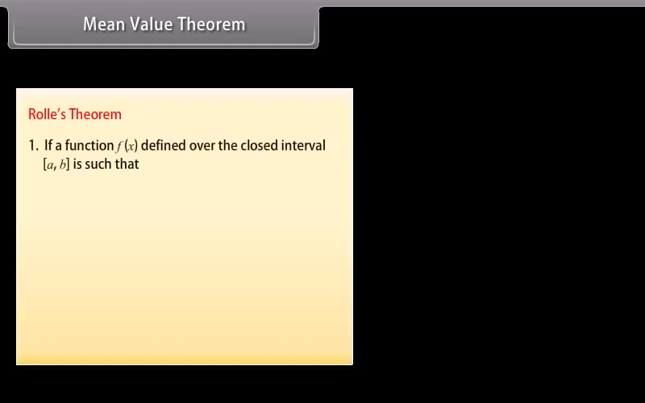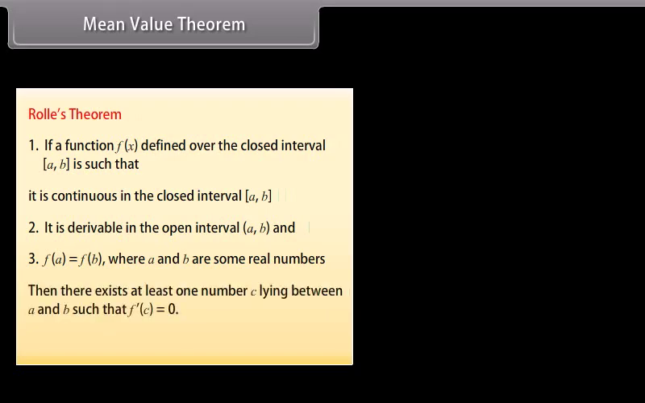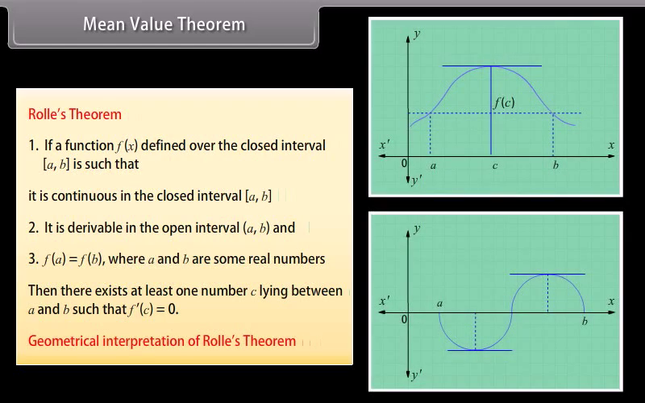Mean value theorem. Rolle's theorem. 1. If a function f of x defined over the closed interval a, b is such that it is continuous in the closed interval a, b. 2. It is derivable in the open interval a, b and 3. F of a is equal to f of b, where a and b are some real numbers. Then there exists at least one number c lying between a and b such that f dash of c is equal to 0. Geometrical interpretation of Rolle's theorem.